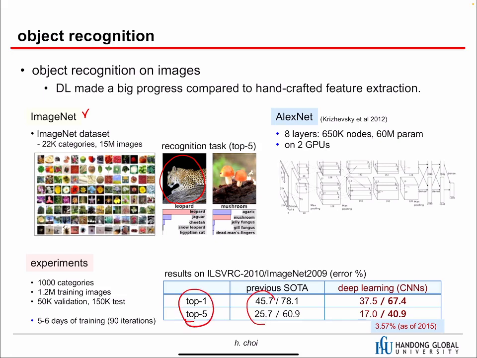These are the previous SOTA, 45% error and 25% error. In 2012, Alex Krizhevsky proposed AlexNet in his paper, implementing a CNN model. He trained this model with 2 GPUs for almost 1 week, and the performance was remarkable. The improvement was huge. Since this paper, people started believing that deep learning has potential and is promising, so people started using deep learning.